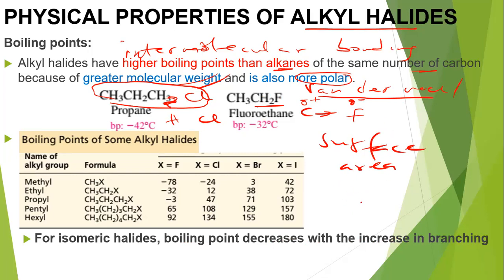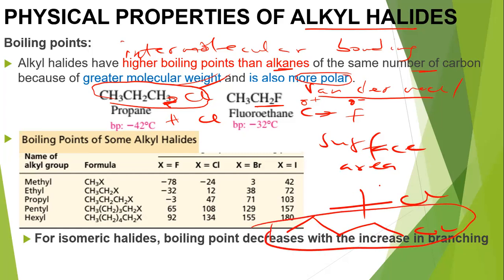Good. And so if I have a structure which is branched like this, right? This is tert-butyl chloride, right? And then tert-butyl chloride has 4 carbons. I can also have, right? This is the n-butyl chloride. Now, this n-butyl chloride has a larger surface area compared to the tert-butyl chloride. Hence, this n-butyl chloride will have a higher boiling point. That's what we are seeing, right?